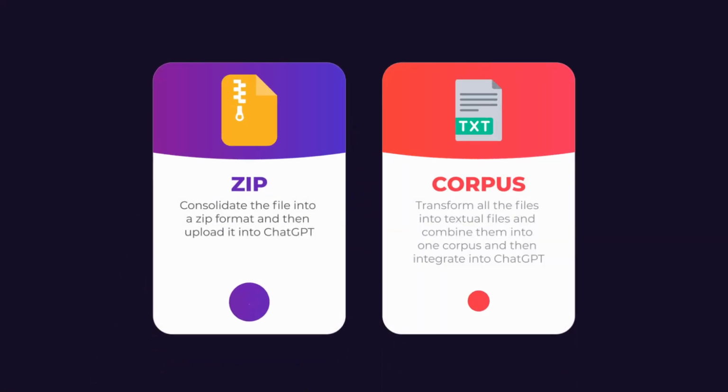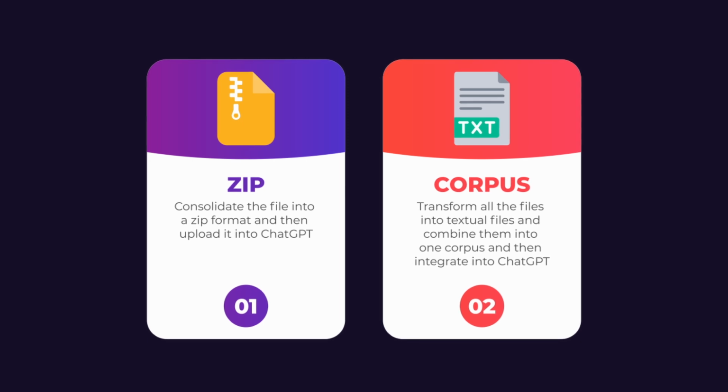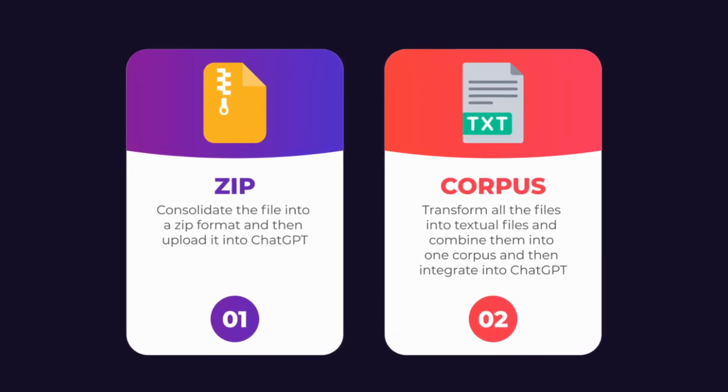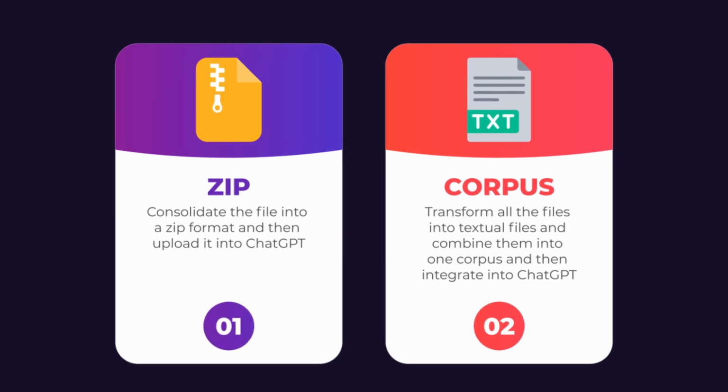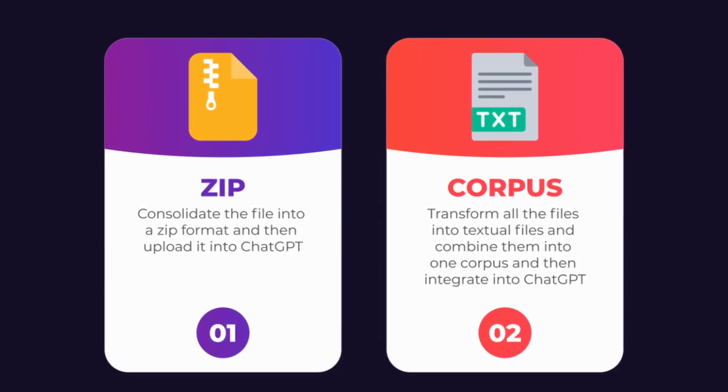So the method number one is to consolidate the files into a zip format and then upload it into ChatGPT. And the second method will be to transform all the files into textual files and combine them into one corpus and then integrate it into ChatGPT. And I'm going to show you right now how to do each and every one step by step.